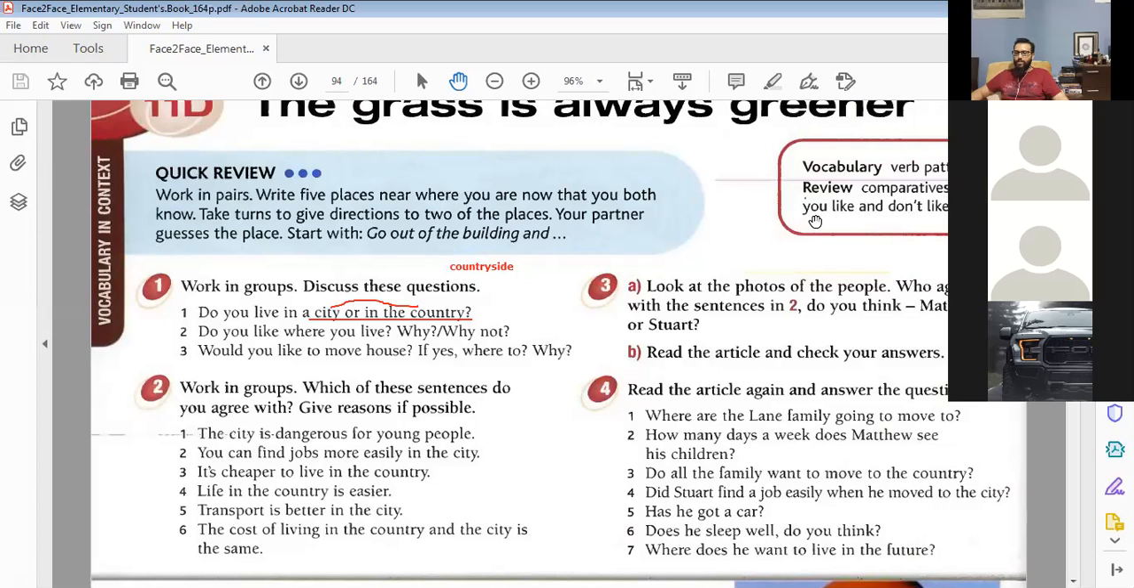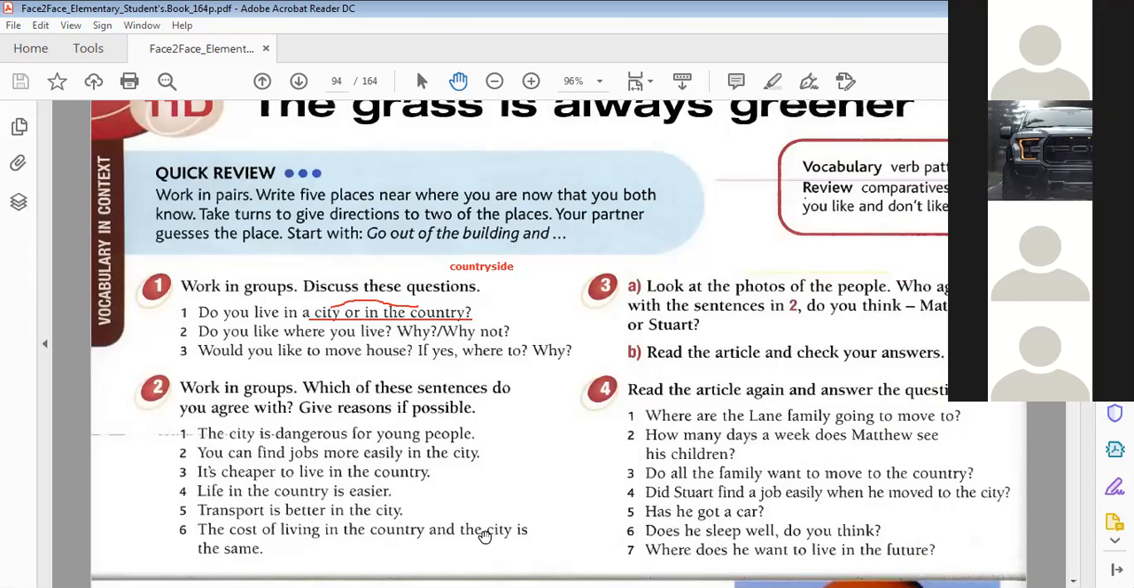Okay. What about transport? What do you think, Hannah? Transport. Can you read number five? Transport is better in the city. Yes, I agree. Because in the city there is a lot of transport, cars and taxi and bus. And the women can drive a car. True. Yes. Okay, I agree.